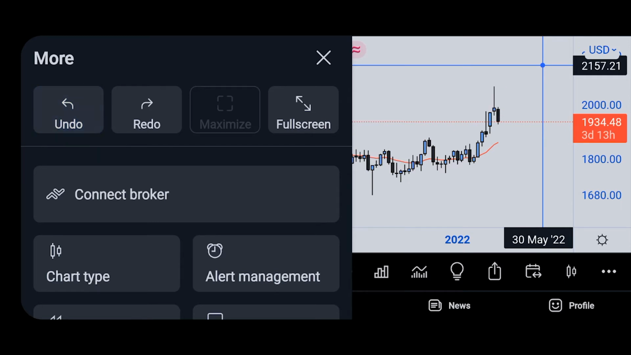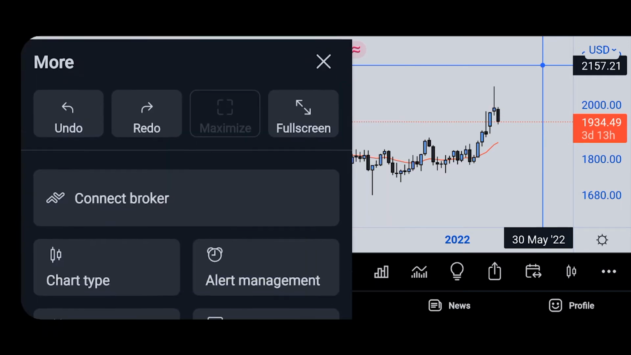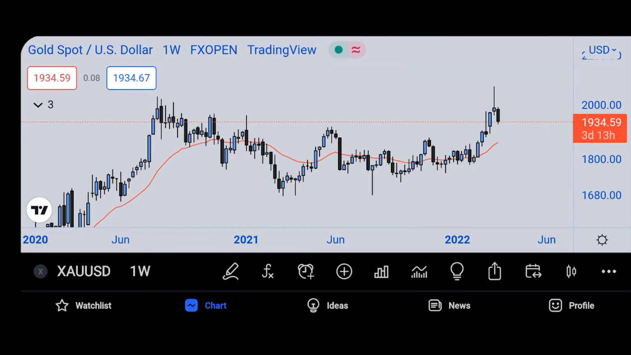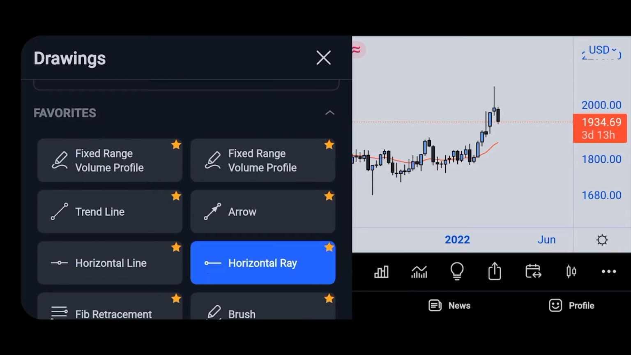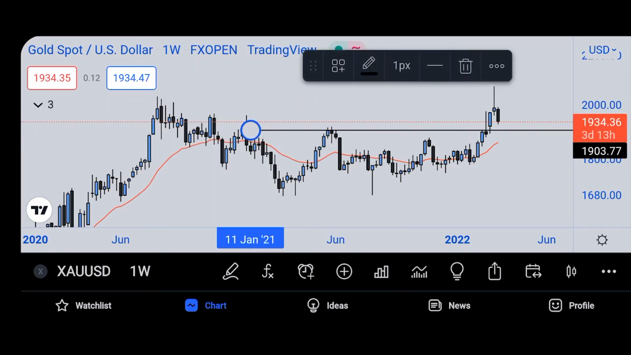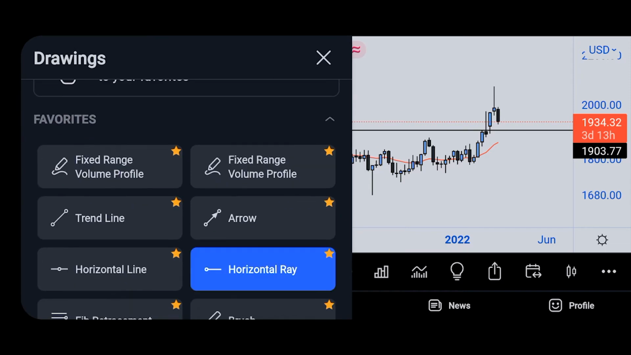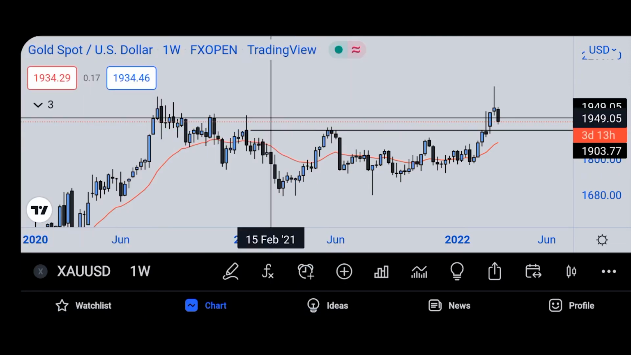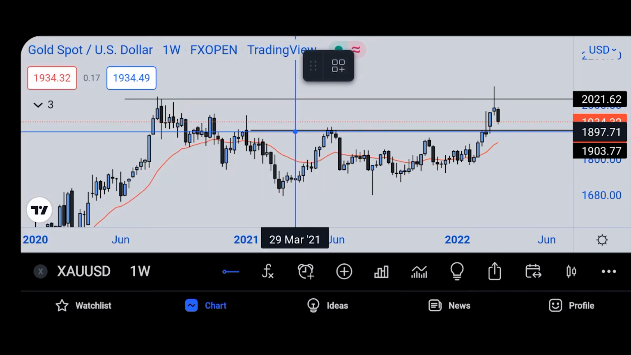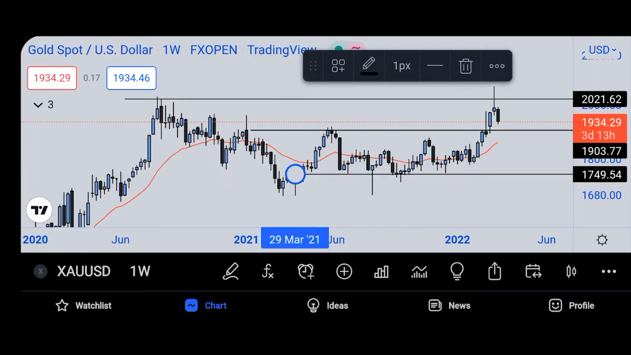So let's scale into our daily time frame right now, but before we do that, let's just add some horizontal lines first before we continue. Let's add this line, add more, and this line right here where price came to tap into, and let's add more, and this line right here.